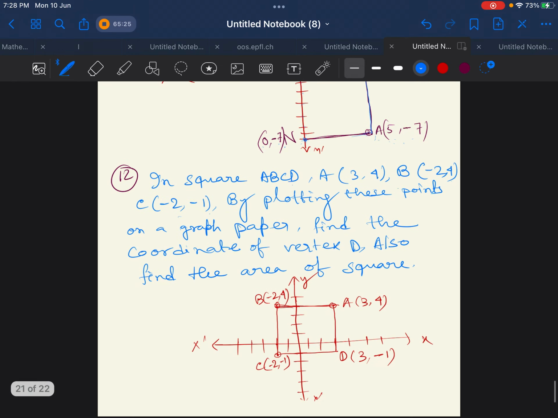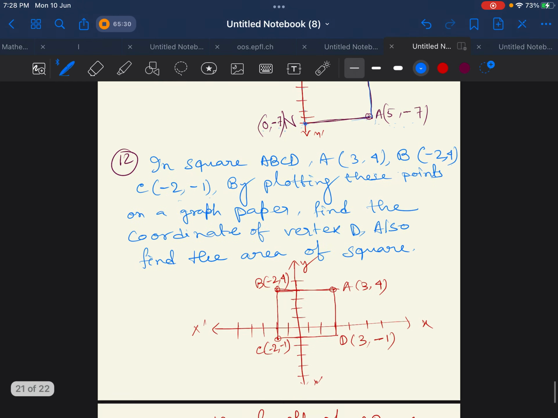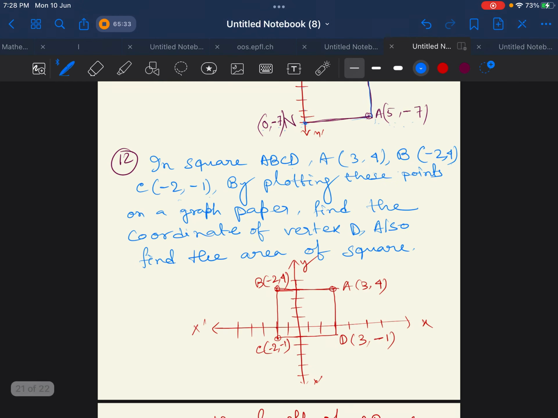Question number 12. In square ABCD, A (3, 4), B (minus 2, 4), C (minus 2, minus 1). By plotting these points on a graph paper, find the coordinate of vertex D. Also find the area of square. A is (3, 4), B is (minus 2, 4), and C is (minus 2, minus 1).